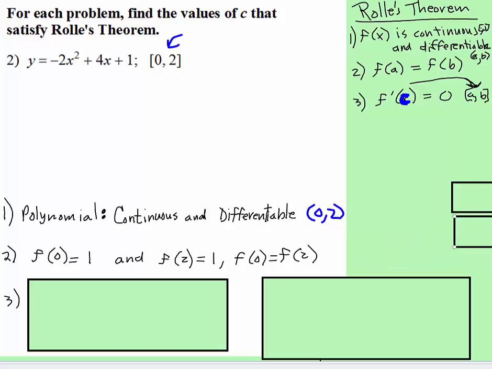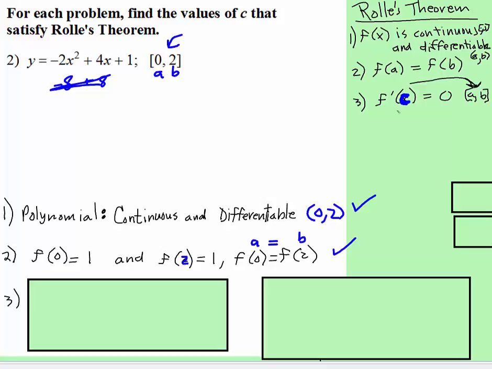All right, the second one says, does f of a equal f of b? Well, let's try it. Here's your a, here's your b. So f of 0, we're going to plug 0 into each one of those. Negative 0 squared is 0, 4 times 0 is 0, so when you plug 0 in, you're going to get 1. Now we plug in b, f of 2. 2 squared is 4, 4 times negative 2 is negative 8, plus 4 times 2 is 8. Those two cancel each other out, leaving also plus 1. So guess what? f of a does equal f of b. So those two things are marked off.